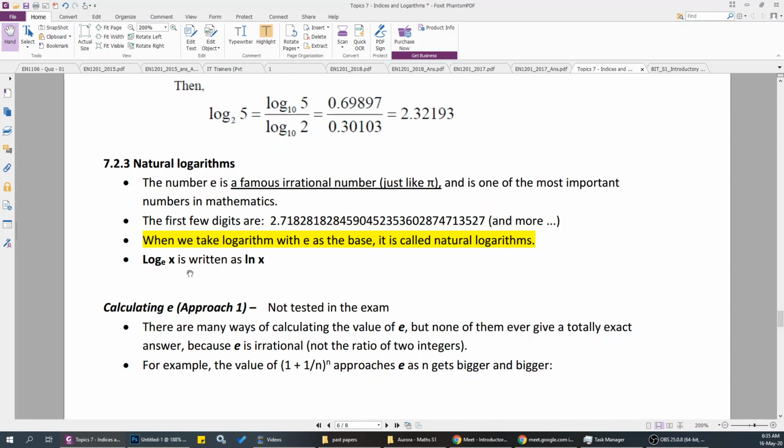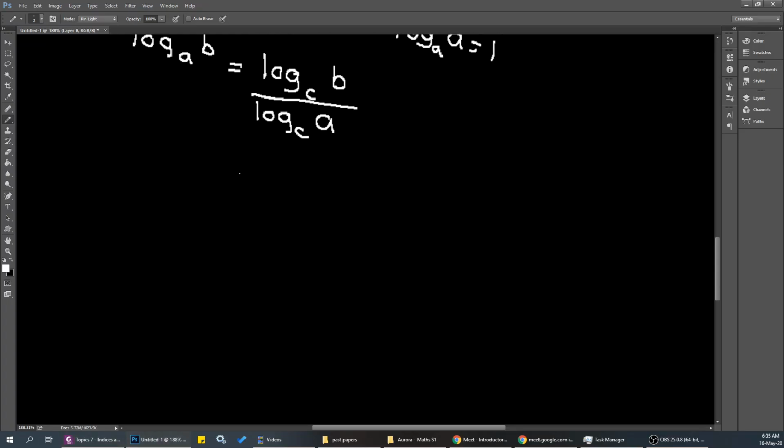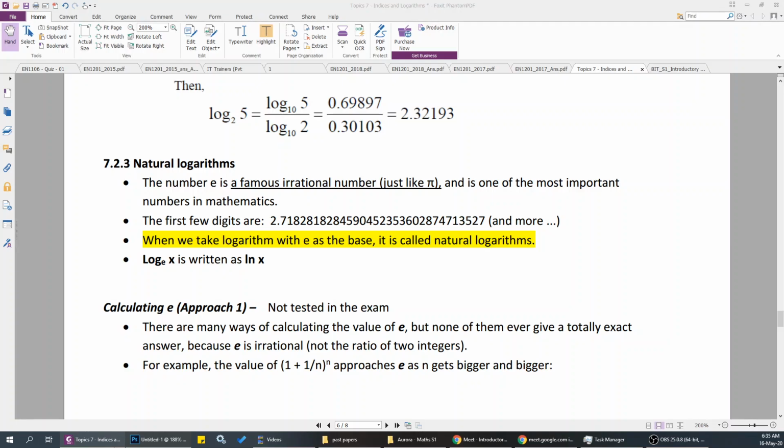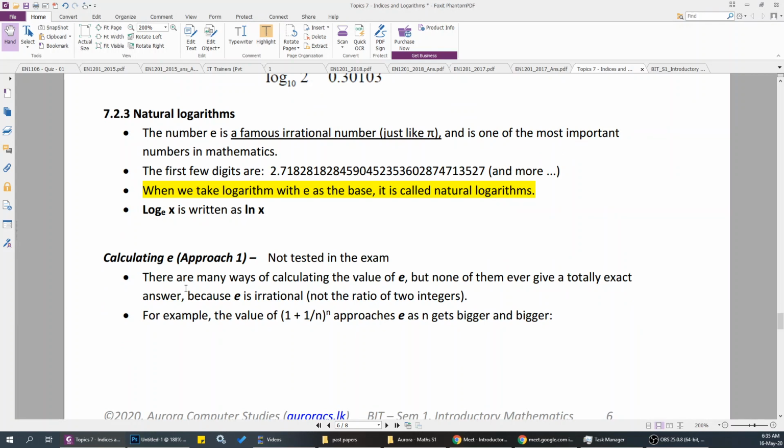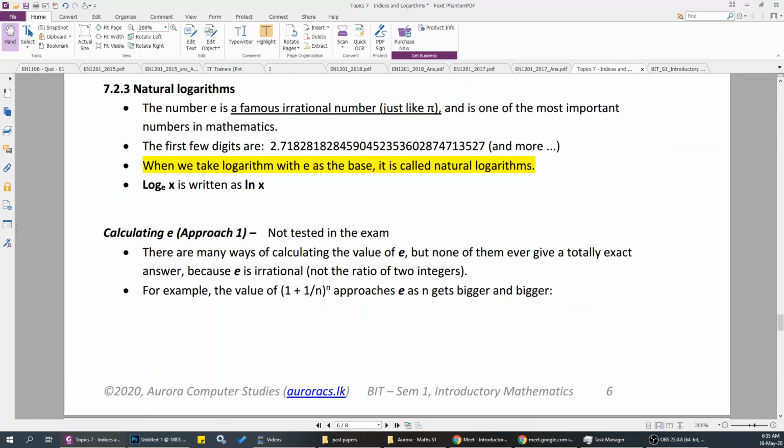Also I need to emphasize that in the exam, whenever you have something called ln x, this is the same as log of x to the base e. That is something you need to keep in your mind. And you do not have to remember how we calculate e. Those things are not tested in the examination. Just keep in mind that ln x is written as log of x to the base e, and also when we take e as the base, we call it a natural logarithm.